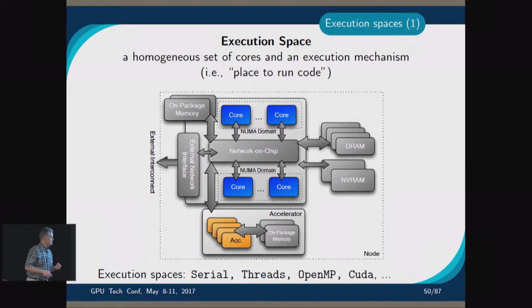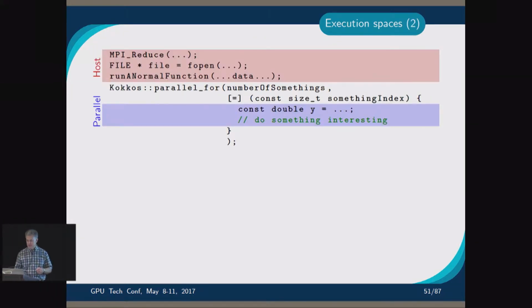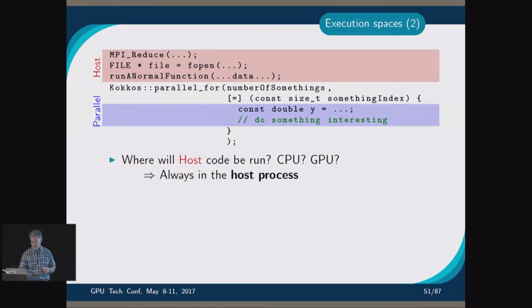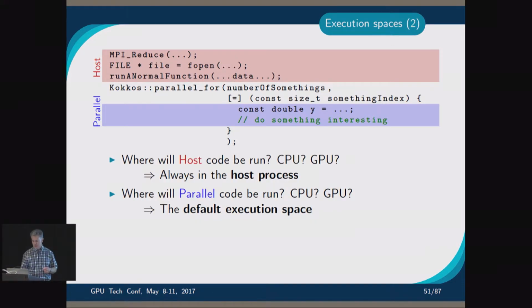For example, a serial threads execution space means I'm going to use pthreads to run on the core. OpenMP execution space means I'm going to use OpenMP constructs to run on that core. CUDA execution space means I'm going to run on a GPU using CUDA. So it's the primitive mechanism of where I'm going to run and how to make things work on it. So in this case, where will the host code run?